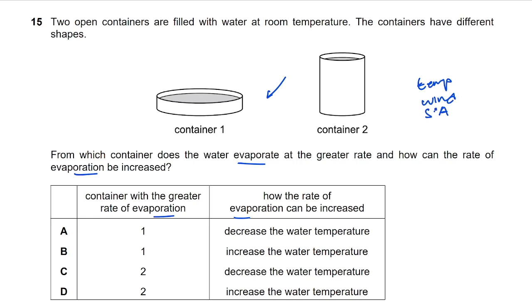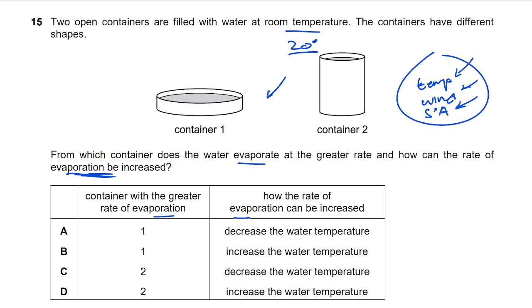Okay, two open containers are filled with water at room temperature. Room temperature 20 degrees, but doesn't matter. The containers have different shapes. From which container does the water evaporate at a greater rate, and how can the rate of the evaporation be increased? If I want to increase evaporation, I will increase one of these factors. If I increase temperature, yes. If I increase wind, yes. If I increase surface area, yes.